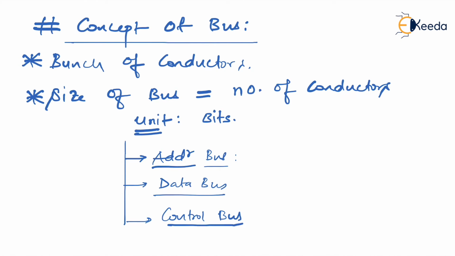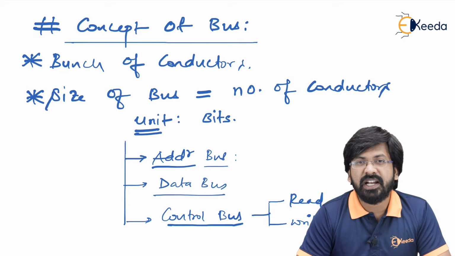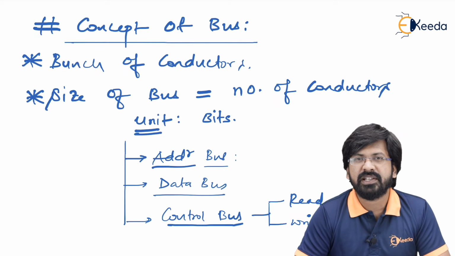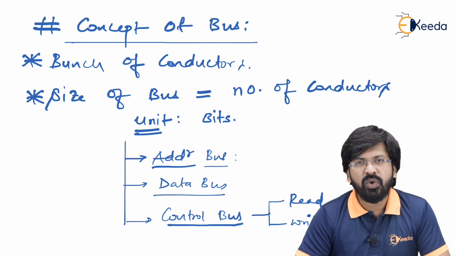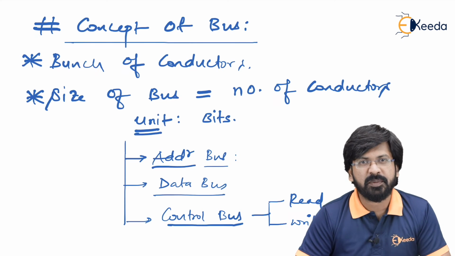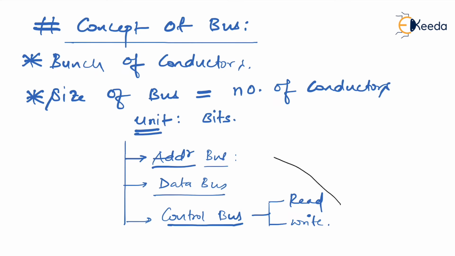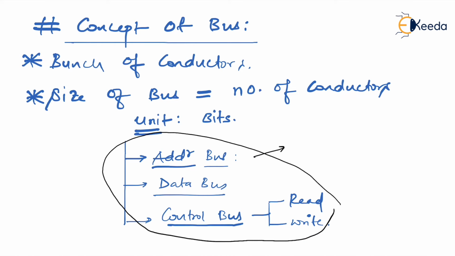So there are mainly two control signals which are called read and write. Now we have three types of buses, that is address bus, data bus and control bus, and all those buses are collectively known as system bus. So whenever I say system bus, it means I'm talking about all the buses together, that is address bus, data bus and control bus, and the owner of this bus is nothing but a microprocessor. So all those buses are collectively known as system bus.